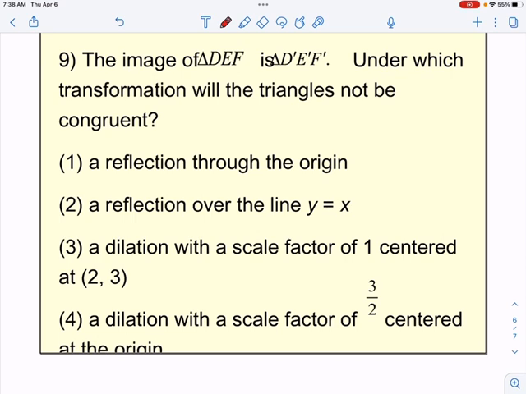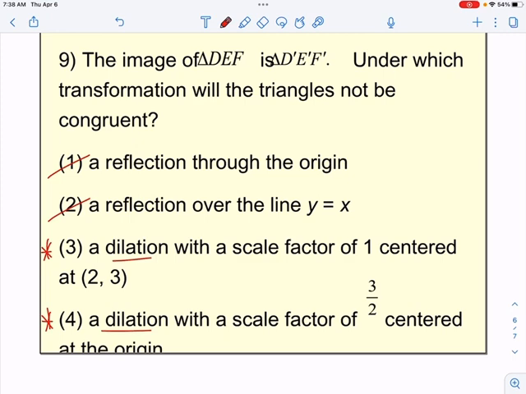So anytime that they're asking you for a transformation that is not congruent, the only thing that you are looking for is a dilation. So choice number 1 has a reflection. Choice number 2 has a reflection. Choice number 3 has the word dilation. And then choice number 4 has dilation. So it has to be choice 3 or choice 4. For choice 3, again, you don't care where your center of dilation is. The only thing that you care about is a scale factor.